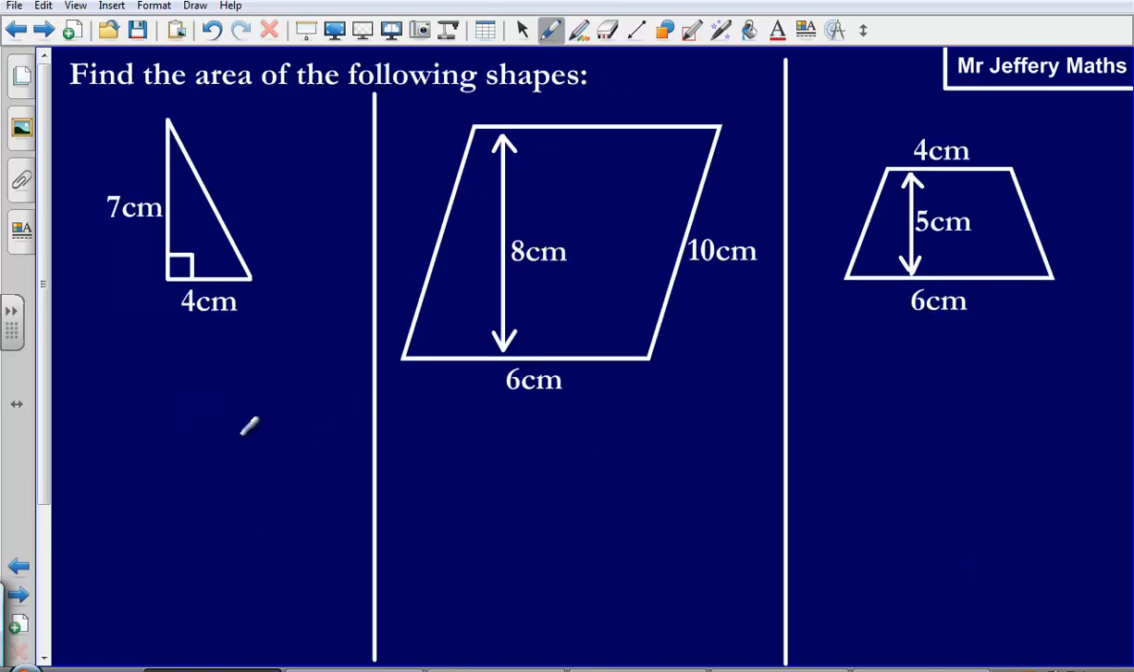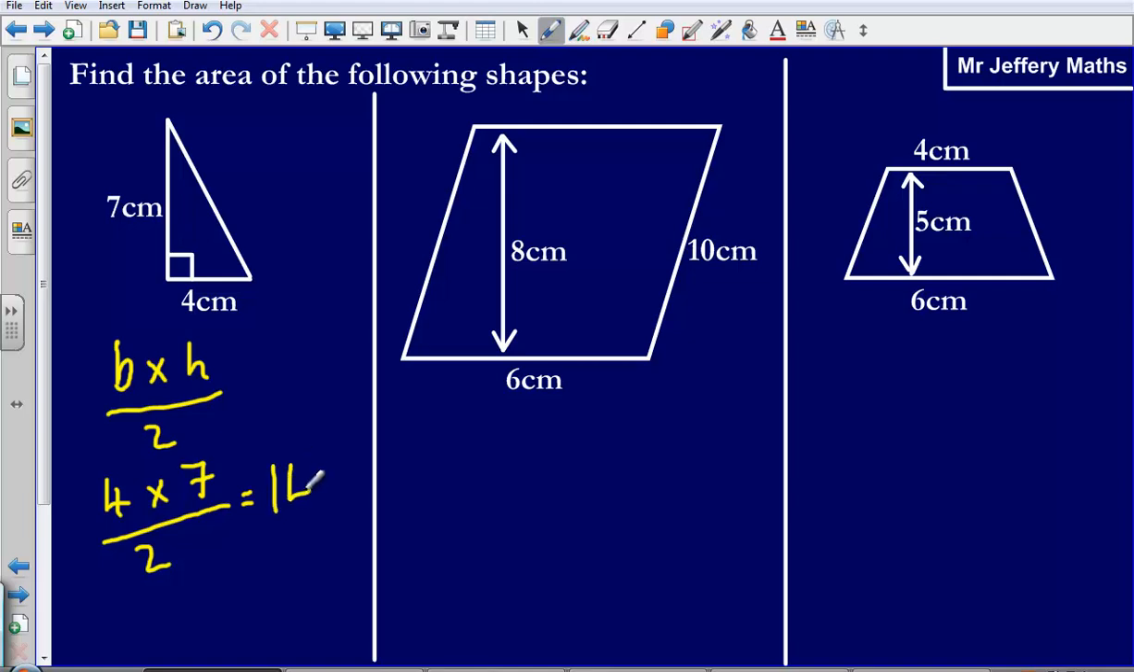Okay, next one, find the area of the following shapes. So here we've got a right angled triangle with a height of 7 and a base of 4. Our formula here is the base multiplied by the height divided by 2. So our base here is 4, our height is 7, and we need to half it. 4 times 7 is 28, divided by 2 gives us 14, and that is, dealing with area, centimetres squared.